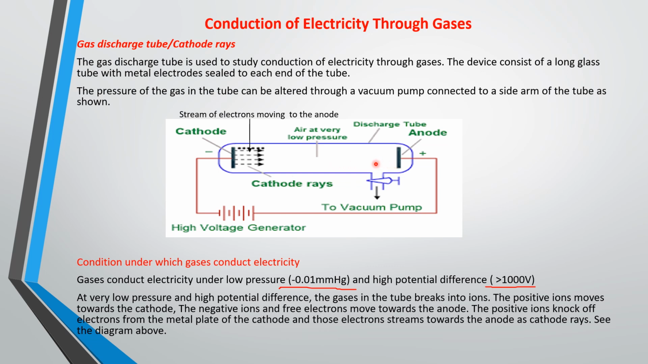Okay, so what are some of the properties of cathode rays? These ions, or these electrons that are knocked off from the cathode, are known as cathode rays. So what are some of the properties of cathode rays?